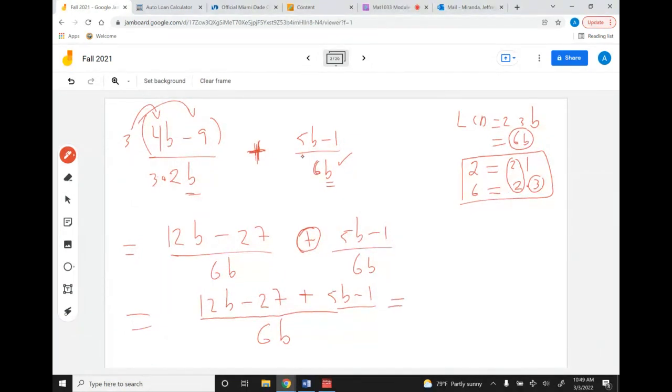Okay? So what is my final answer? It will be 6b. That's my denominator. My goodness, I apologize. This pen makes it difficult for me to write the 6b. So here's 6b. And how do I combine the numerator? So I have 12b plus 5b. 12 plus 5 will be 17b. Minus 27 minus 1. When you add them, you keep the sign, and it will be negative 28. And that's my final answer.